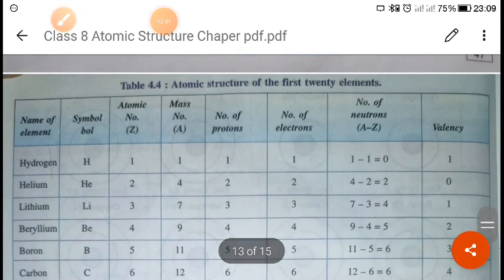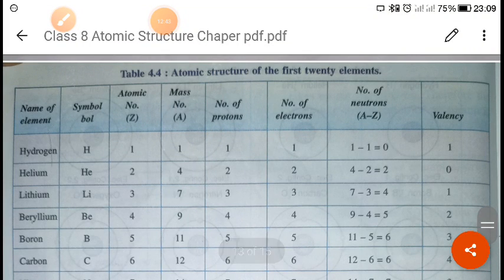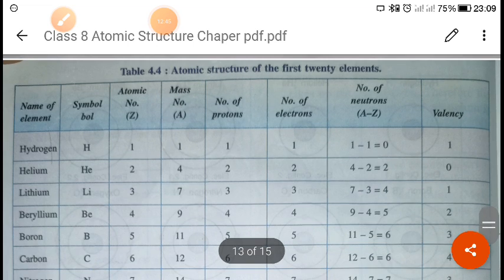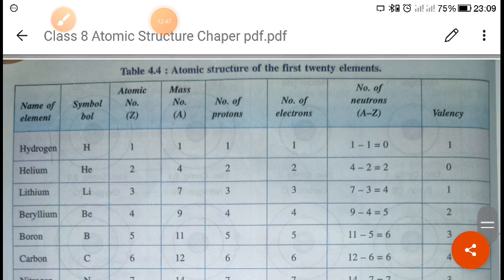Now next, as you can see, some things are given about the valency. So how to find out the valency? To find out the valency, it is very easy. Valency is the combining capacity of the element. Valency is just a combining capacity of the element. So how to find this valency? I will give you a simple process from where you can easily find out the valency.